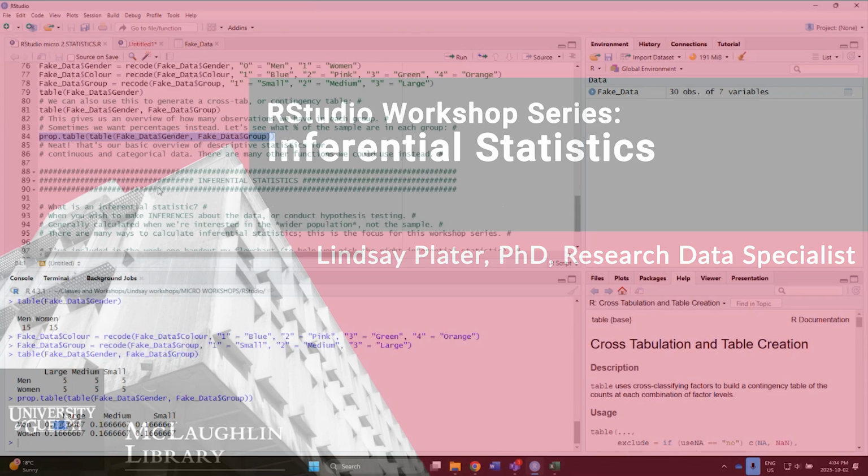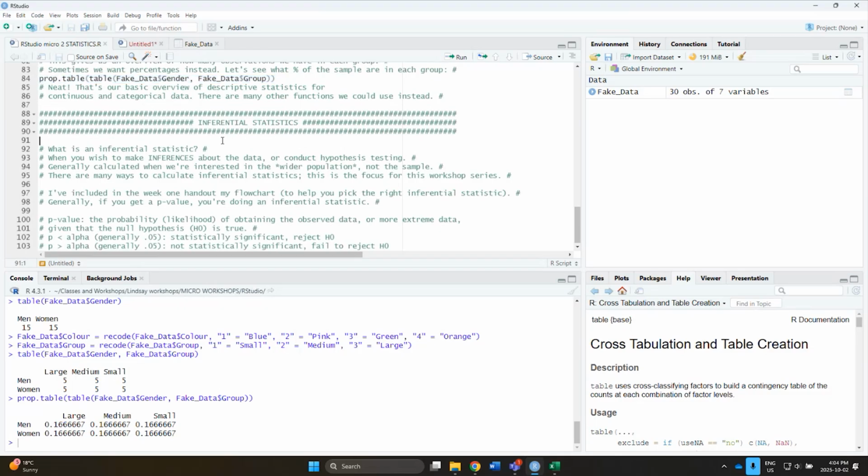The next thing we might want to talk about is inferential statistics. I didn't include any code in this portion because the rest of our workshop series is focusing on one thing at a time, one test at a time for our inferential statistics. What is an inferential statistic? This is when you wish to make inferences about data or conduct what we call hypothesis testing.